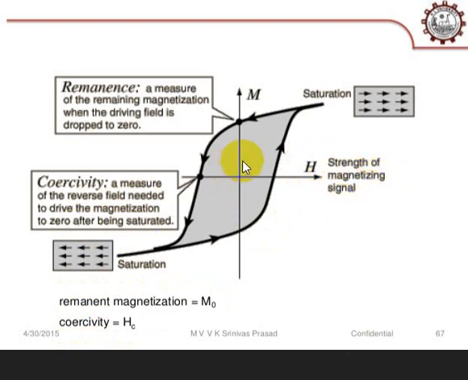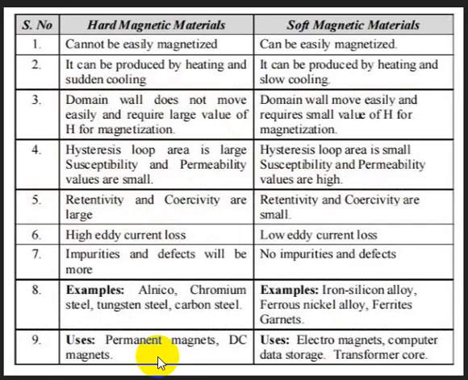For the hard magnetic material, this loop area will be large, and for the soft magnetic material, this loop area will be small. I hope from the graph you understand the concept of hysteresis loop area, retentivity, coercivity, and the large value of H and the small value of H for the soft magnetic material.